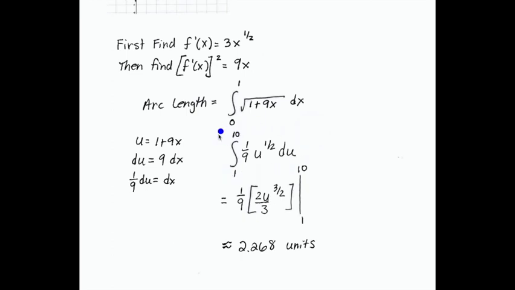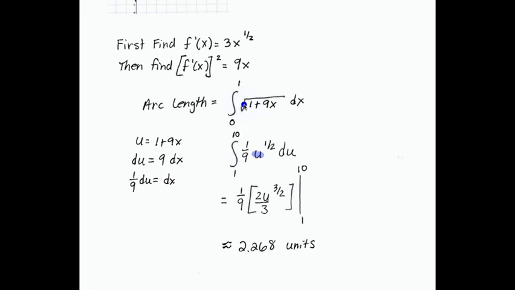In this example, we're going to have to use u substitution. So I let u be 1 plus 9x. So when I take the derivative, I get 9 dx. And then when I solve for dx, so I can substitute it, I get 1/9 du. So I'm going to replace dx with 1/9 du. 1 plus 9x is replaced with u.